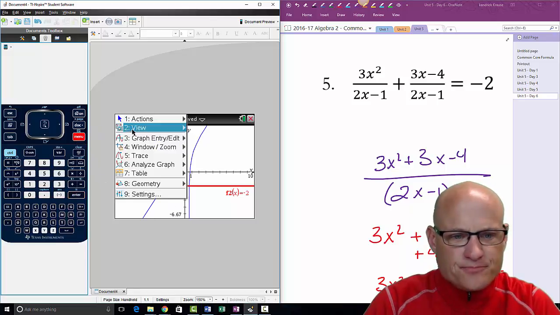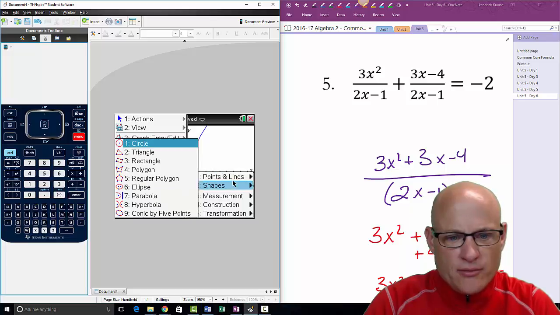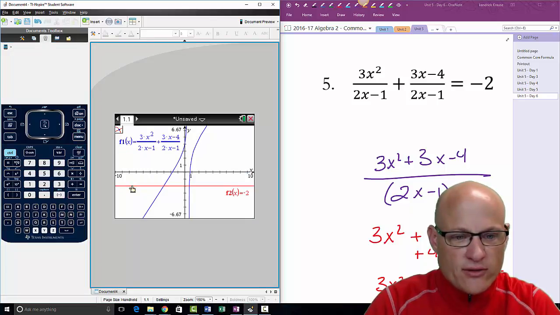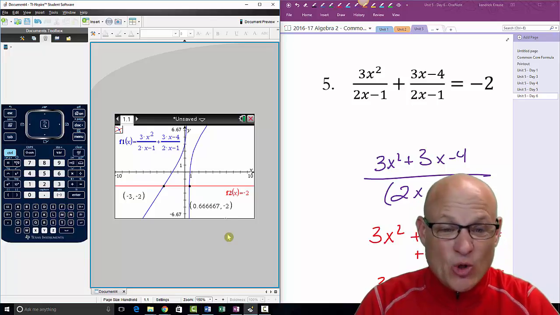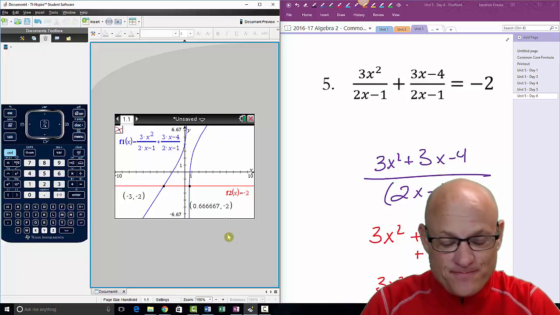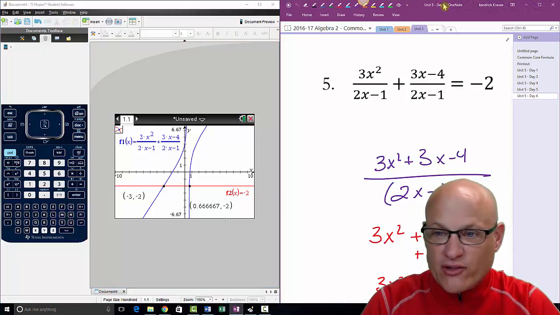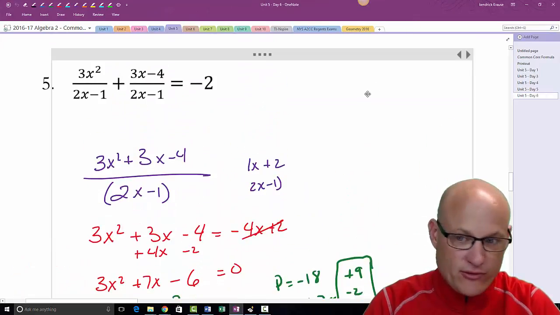So menu, geometry, points and lines, intersection points. Click on this. Click on this. Boom, there they are. -3 and then 0.66667. You kind of need to know that's 2/3, kids, because you can't put 0.66667 on your computer. Your teacher would be like, oh, that's embarrassing. I can't believe you just did that.